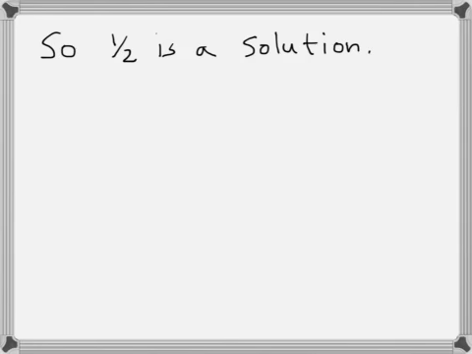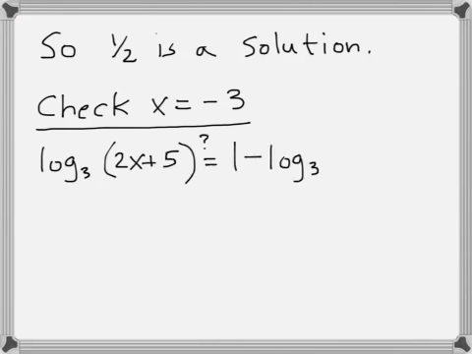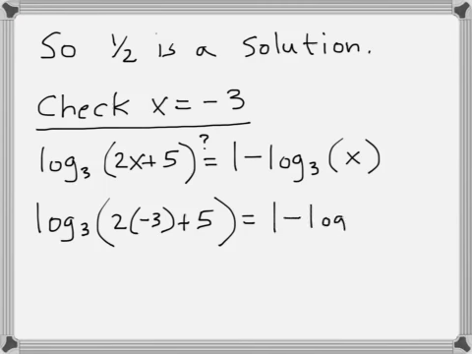All right, on to the next potential solution, which was -3. So we're going to run through the same procedure there. I'm going to go back to the original equation. Where there's an x, I'm going to plug in -3. And when we do that, there's an immediate problem that happens. And the problem is that over on the right-hand side, I have log base 3 of -3.